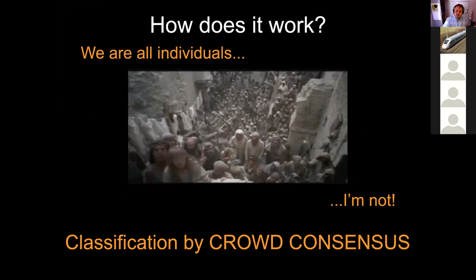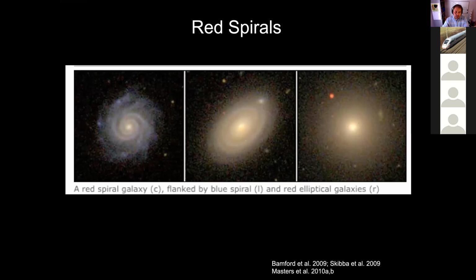So you classify by crowd consensus. If everybody agrees or a majority agrees that this is a spiral galaxy, then it's definitely a spiral galaxy. So we don't rely on a single expert anymore. We asked a bunch of people for each galaxy.